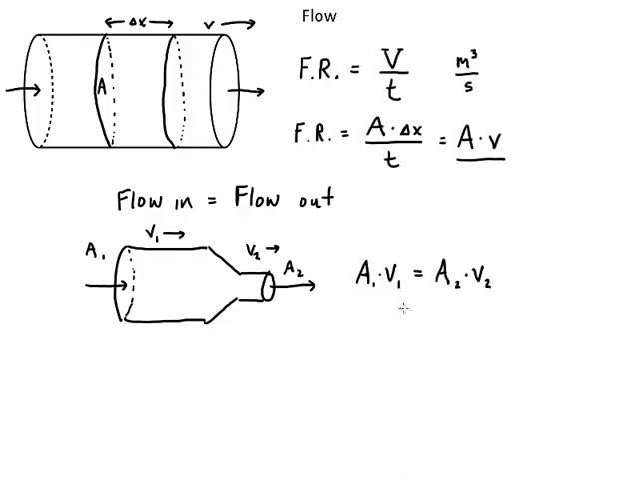Just note that it doesn't have to be area times velocity. I could write something like area 1 times distance 1 over time equals volume 2 over time. As long as you're substituting in one of these two flow rate expressions on both sides, you can set up this equation any way you want to.